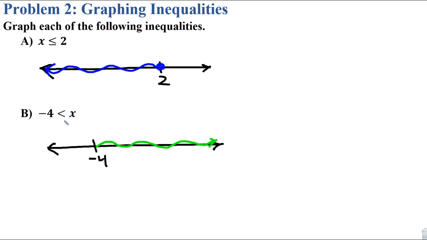Now, to show in this case that we're not including the endpoint, okay, we're not including negative 4 because there's no or equal to here, what we'll do is we'll do an open circle. Okay, closed circles for the or equal to, open circle if it's strictly greater than, strictly less than.